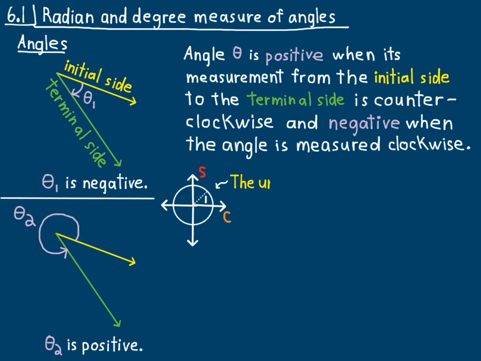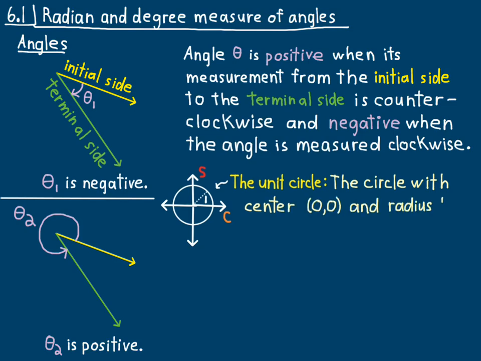Okay, this is called the unit circle. When we say the unit circle, we mean the circle with center at the origin, 0, 0, and with radius 1. Unit means 1. So we don't mean a radius 1 circle somewhere else. We mean with the center at the origin. So it's kind of the simplest circle in Cartesian coordinates.